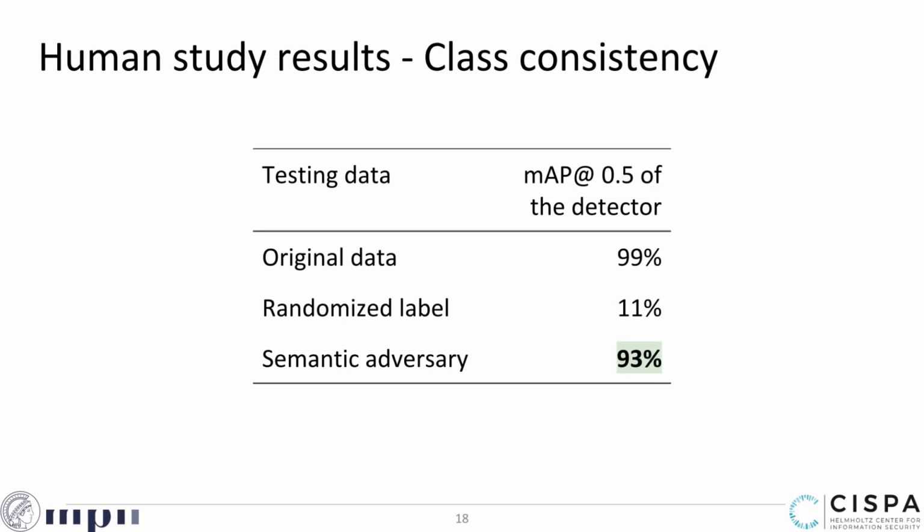We conduct a human study to verify if our generated data is realistic and interesting. First, we ask human judges if the generated object still belongs to the original class. In 93% of cases, the participants agreed that this is true and the class label is preserved.